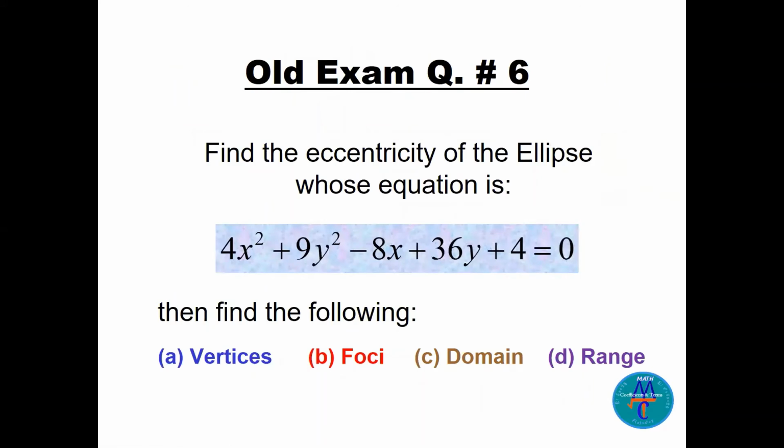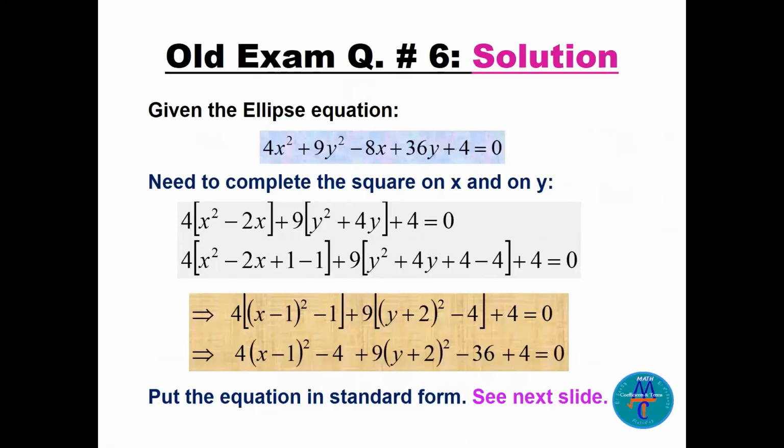Question number 6. Find the eccentricity of the ellipse whose equation is 4x squared plus 9y squared minus 8x plus 36y plus 4. For sure, we have to complete the square on the x, complete the square on the y, and then find c and a. So this is the given. To complete the square, we have to go slowly and put all the x's together. So this is 4x squared minus 8x. Since the coefficient here is not 1, I take 4 out from the x's, x squared minus 2x.